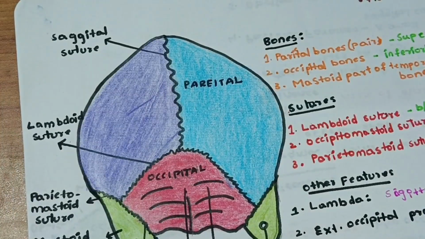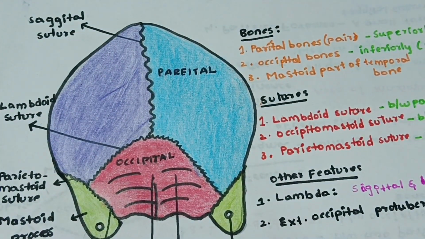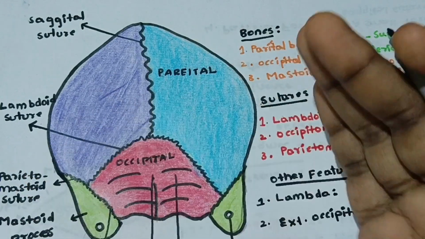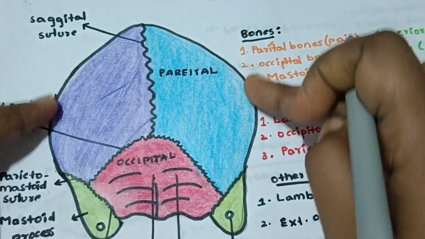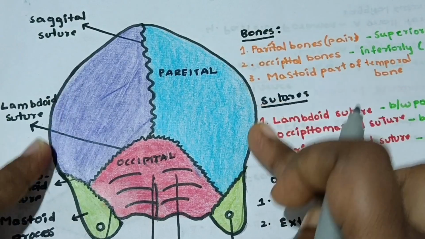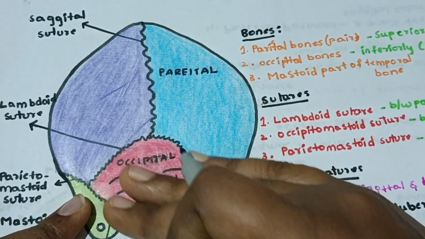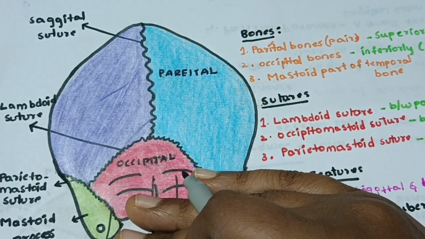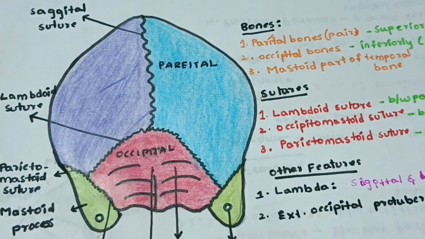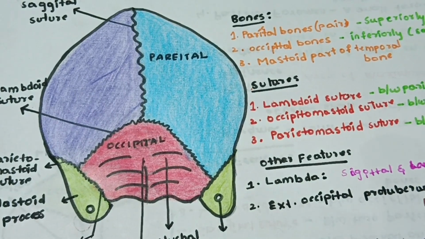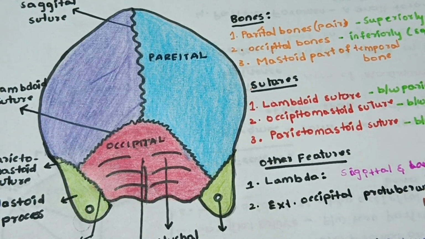When we view from the posterior, from behind, it looks convex upward and on either side. And when it is coming below, it becomes flattened. Now what are the bones? I have said a pair of parietal bones, the squamous part of the parietal bone, the occipital bone inferiorly, the squamous part, and the mastoid part of the temporal bone.